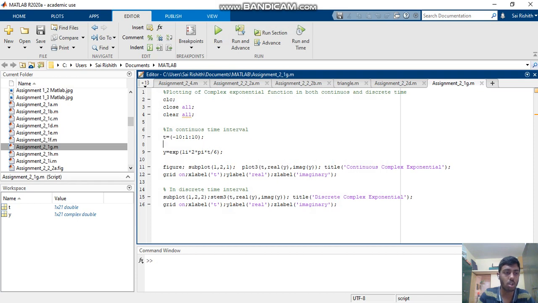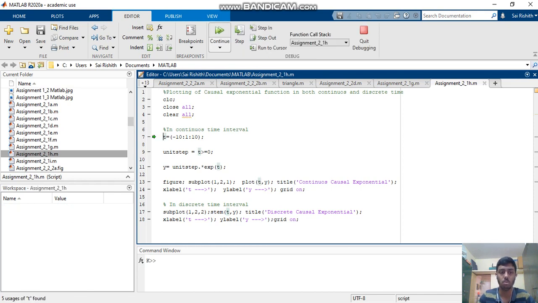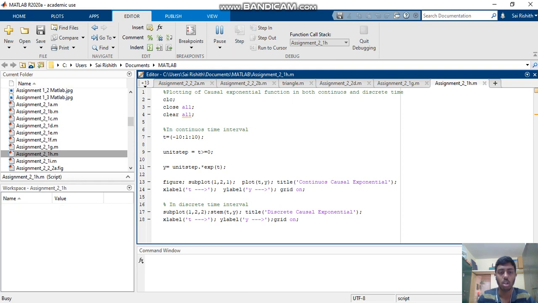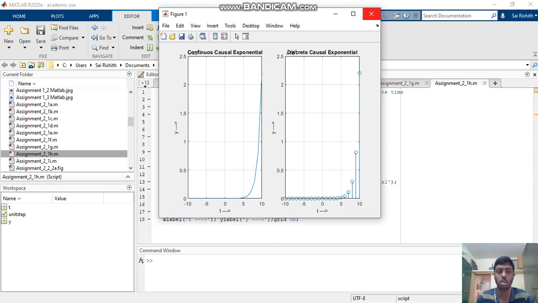Coming to the next one, causal exponential function. It is like before 0 the value will be 0, and greater than 0 the value is e power t. So I'm using unit step dot star exp of t. Running this program, so you get a causal exponential function.